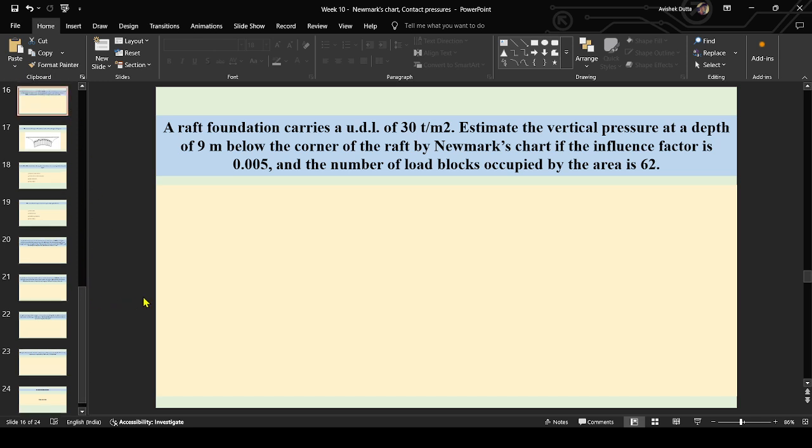I repeat the question. A raft foundation carries a UDL of 30 tons per meter square. Estimate the vertical pressure at a depth of 9 meter below the corner of the raft by Newmark's chart if the influence factor is 0.005 and the number of load blocks occupied by the area is 62. Okay. Next question.